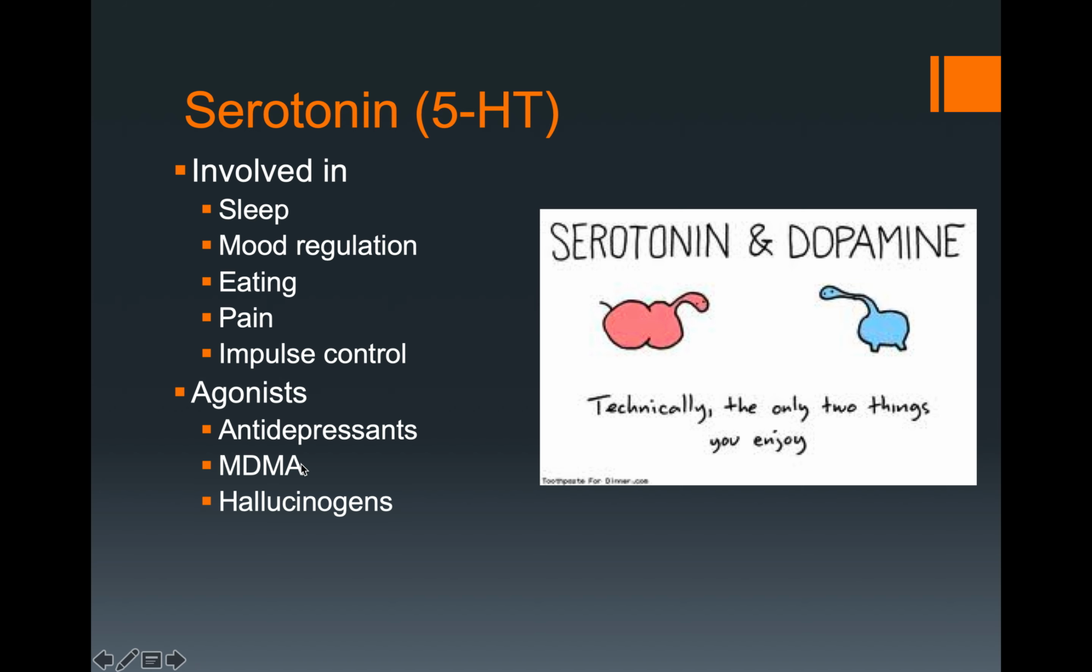MDMA, or ecstasy, is a serotonin agonist. Pretty much all drugs that cause hallucinations are serotonin agonists, and they work at a specific type, the serotonin 2A receptor. Cocaine is a serotonin agonist. There are some atypical antipsychotics used to treat schizophrenia that are serotonin antagonists.